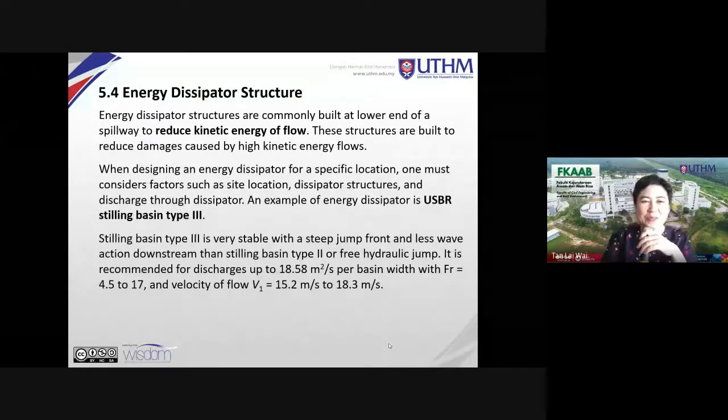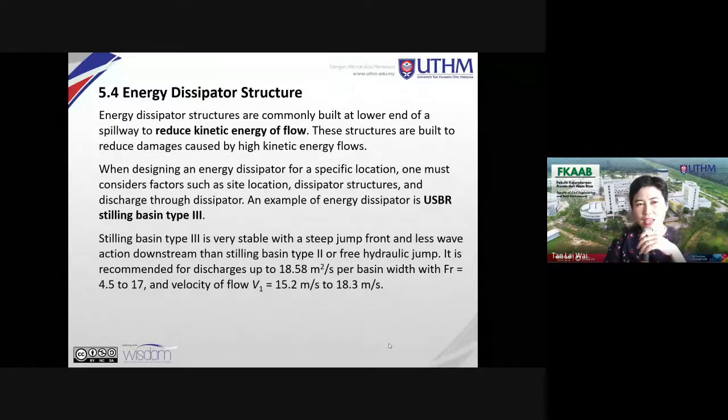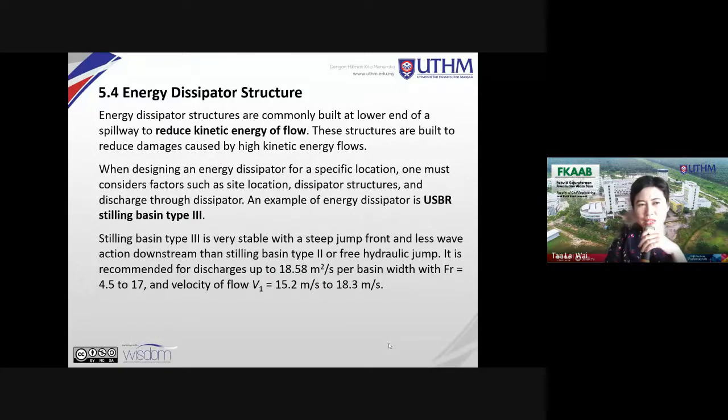All right. So today we are going to finish up chapter 5, and we are going to look at our final topic, which is the energy dissipator structure. It's actually the struktur pelesapan tenaga. That means a structure which helps to dissipate energy. This structure is commonly built at the bottom of a spillway, that means at the toe of the spillway, to reduce the kinetic energy of flow.